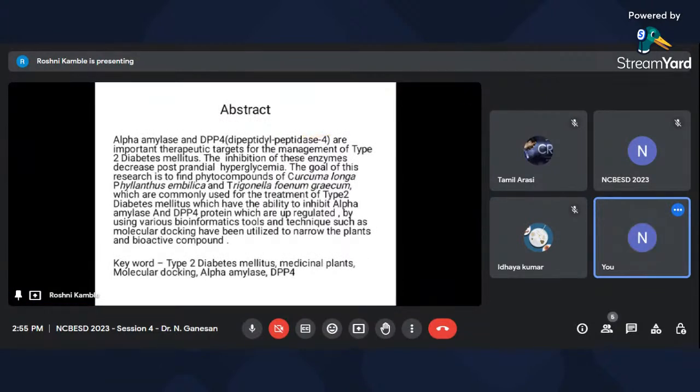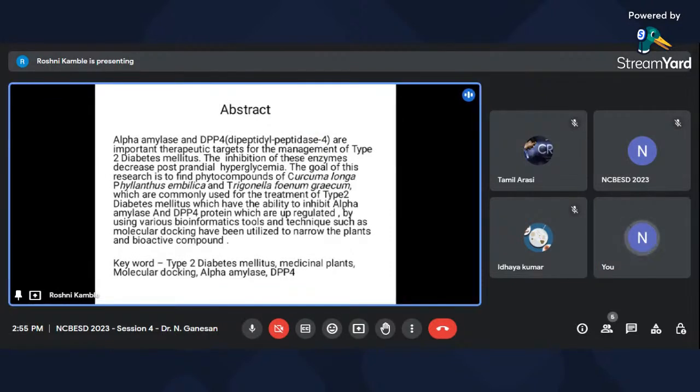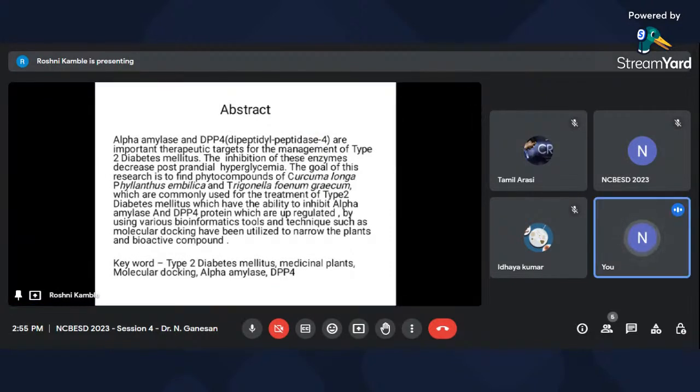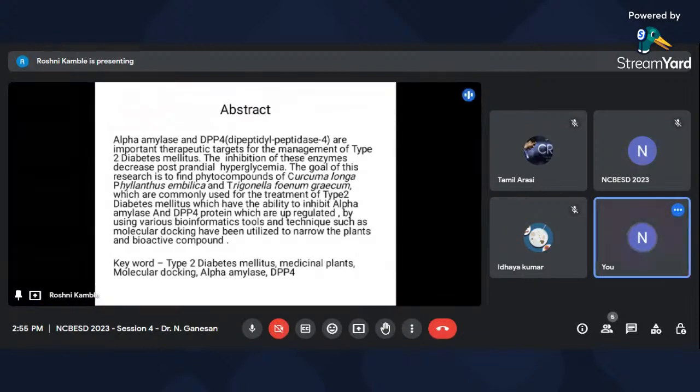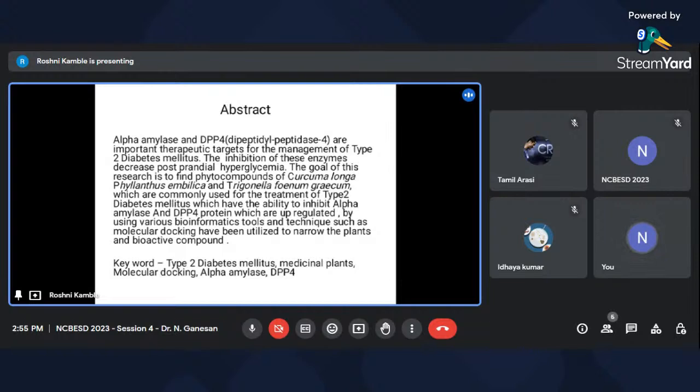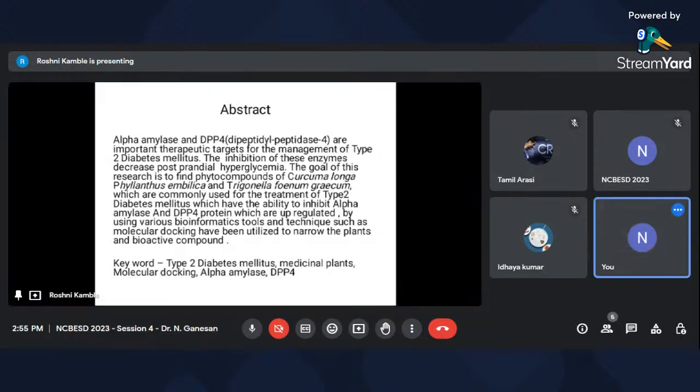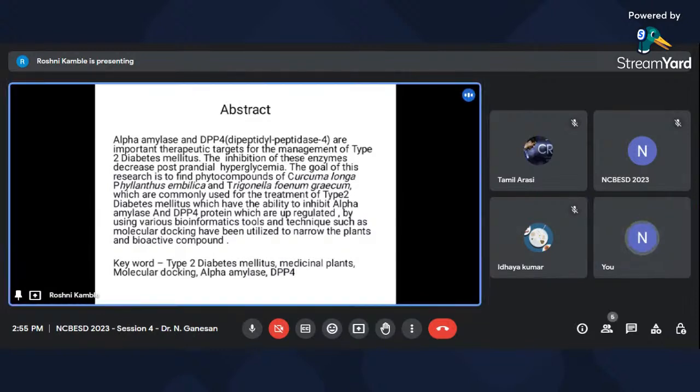So the abstract: alpha amylase and DPP4 are important targets for the management of diabetes mellitus. Inhibition of these enzymes decreases postprandial hyperglycemia. The goal of this research is to examine phytocompounds of Curcuma longa, Helianthus annuus, and Trigonella foenum-graecum, which are commonly used, and which have the ability to inhibit alpha amylase and DPP4 proteins. Bioinformatics tools and techniques such as molecular docking have been utilized to narrow down the plants and bioactive compounds.